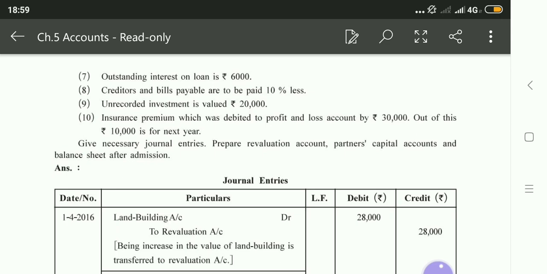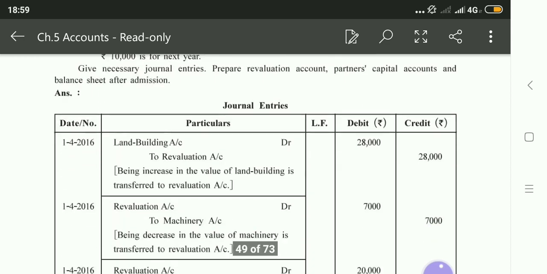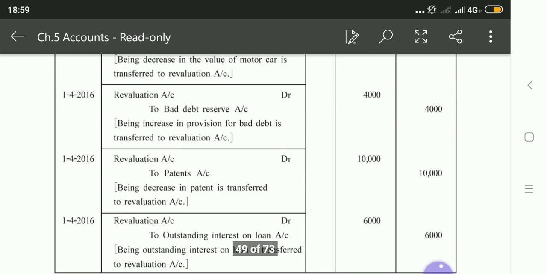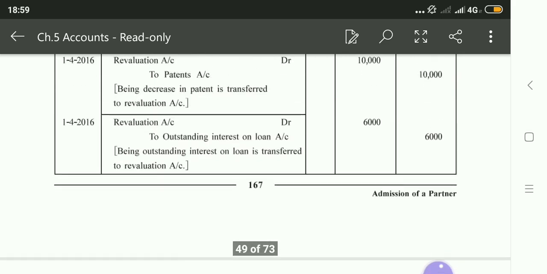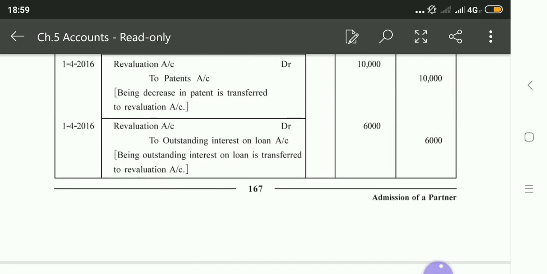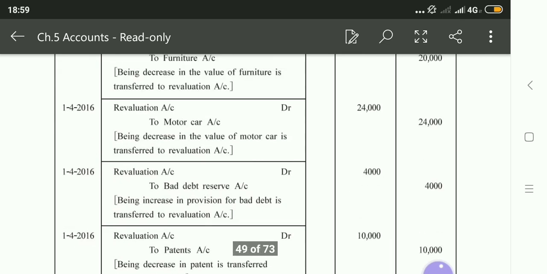Secondly, this is our liability. Let us quickly check the journal entry for this. Yes, I can see here. Revaluation account debit to outstanding interest on loan account, 6,000. I repeat, interest on loan is my expense. That is the reason revaluation account has been debited here. Moving towards the next adjustment.